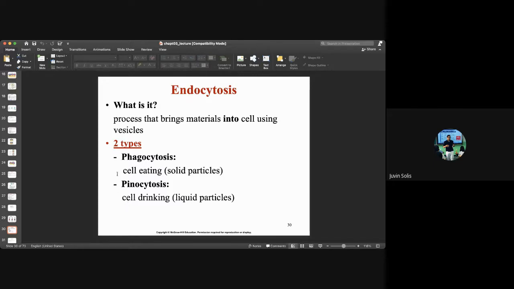The difference here, in phagocytosis, the cell is eating, especially the solid parts. So they are engulfing the solid particles. They're eating it. While in pinocytosis, they are drinking it. Okay, they're drinking the liquid parts. So that's just the difference between these two.